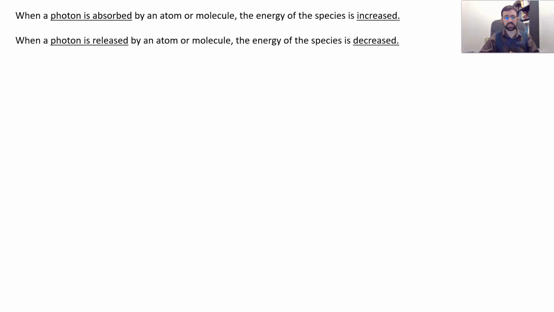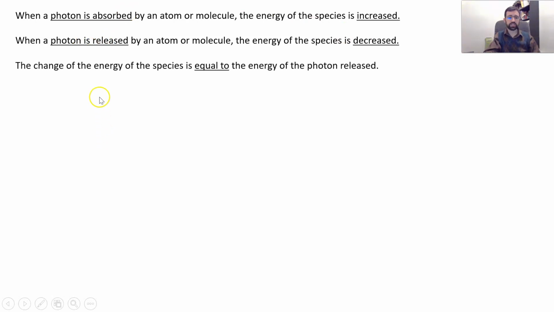So what that means is if an atom was absorbing energy in the form of a photon, then the electrons would probably jump to a higher energy level. That's one example of how energy would be increased. Another example of how energy could be decreased would be the electron falling back to the ground state, and at that point a photon would be released, as we read right here. Okay, the change of the energy of the species is equal to the energy of the photon released.